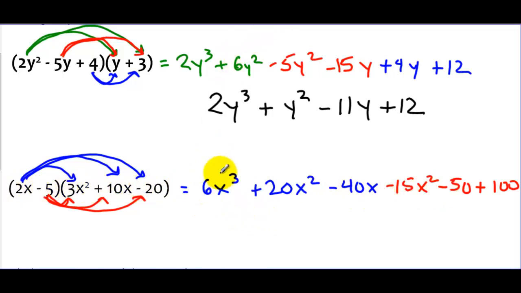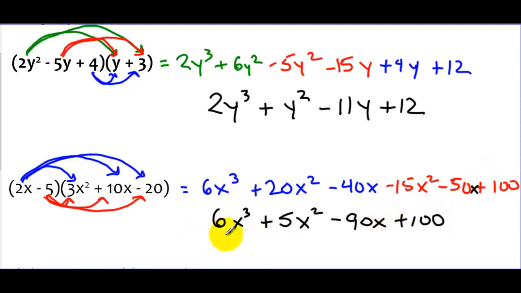Let's combine like terms so we can finish this one up. 6x cubed, 20x squared minus 15x squared that's over here. Well, that looks like a positive 5x squared. Negative 40x, and there should be a little x squeezed in here. Negative 40x minus 50x is going to give me negative 90x. And then that plus 100 again is all by itself, so I'm just going to say plus 100. Okay, so I'm going to say 6x cubed plus 5x squared minus 90x plus 100 represents the product of those 2 expressions.